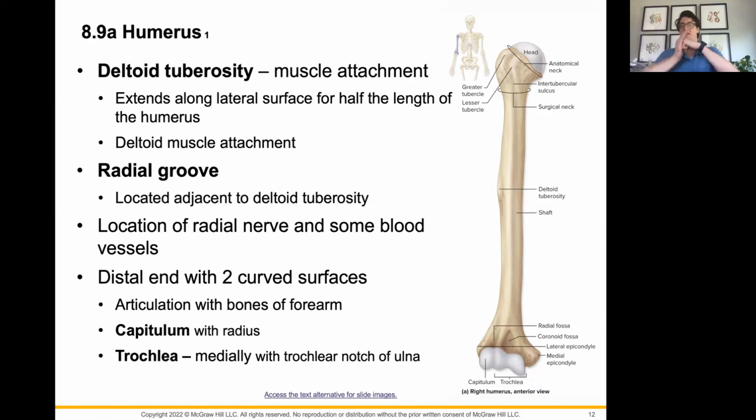And this is going to allow that bone to both slide up and down as you flex and extend your forearm, but it will also allow that bone to pivot or twist on the capitulum as you are supinating and pronating your hand.